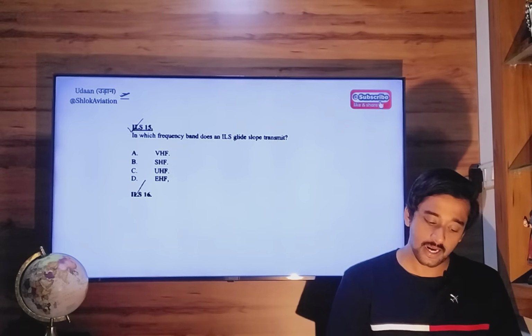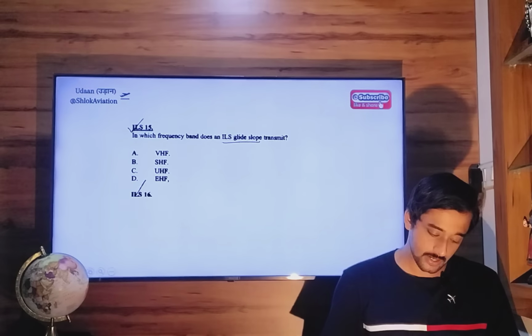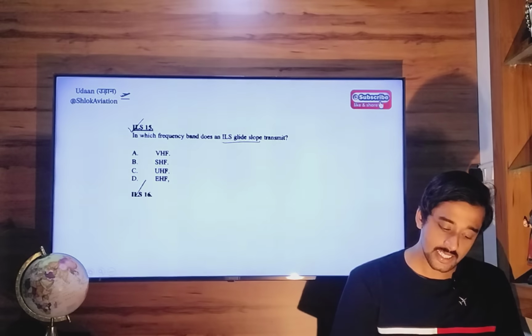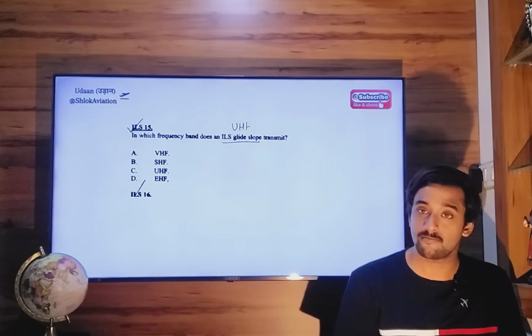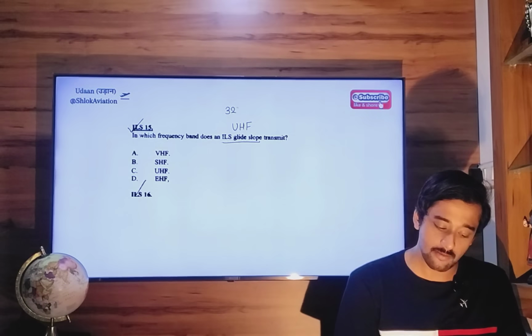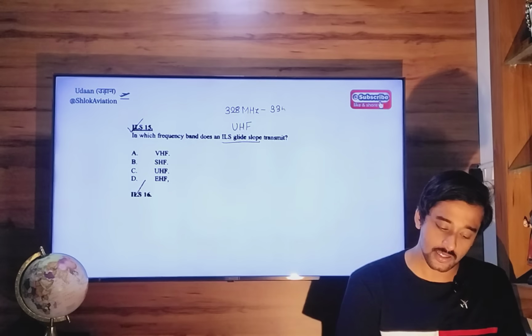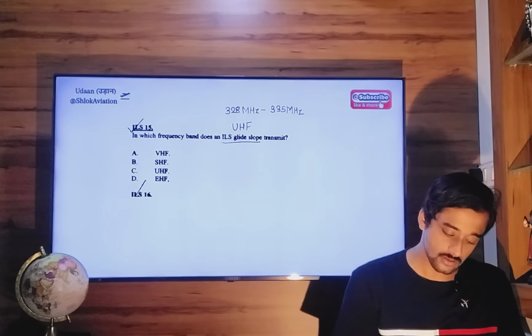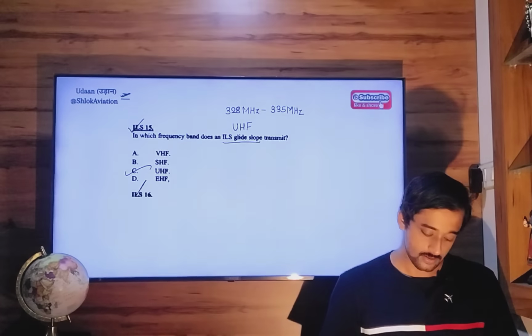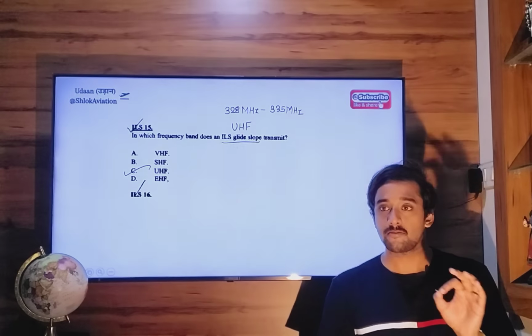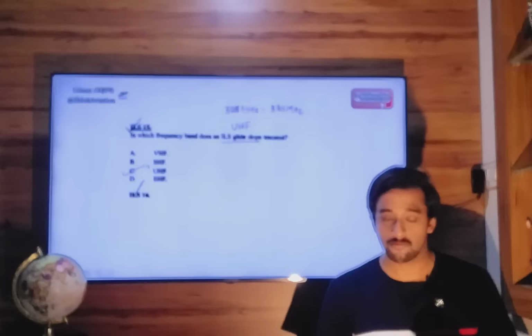In which frequency band does the ILS glide slope transmit? So the ILS glide slope transmits in the UHF band from 328 MHz up to 335 MHz. So option Charlie. Localizer and marker beacons transmit in the VHF band.